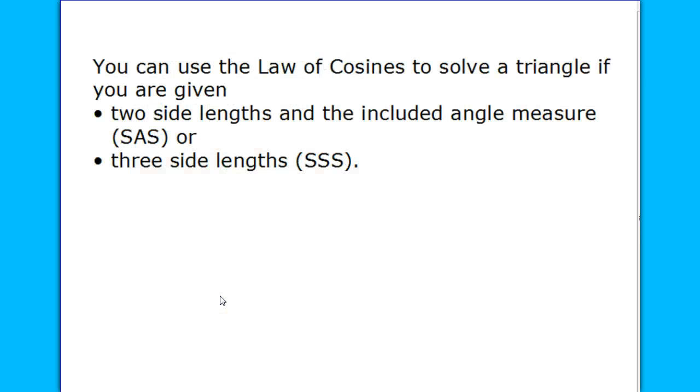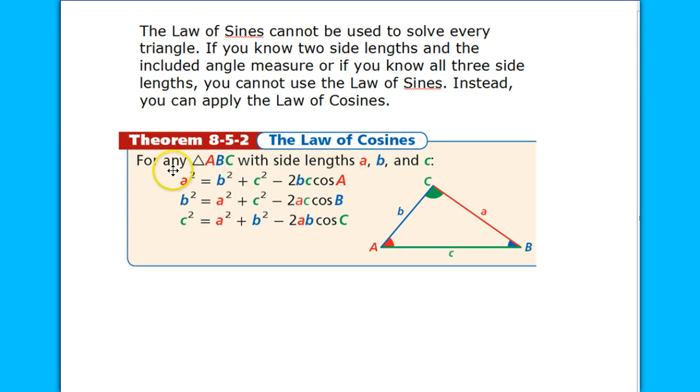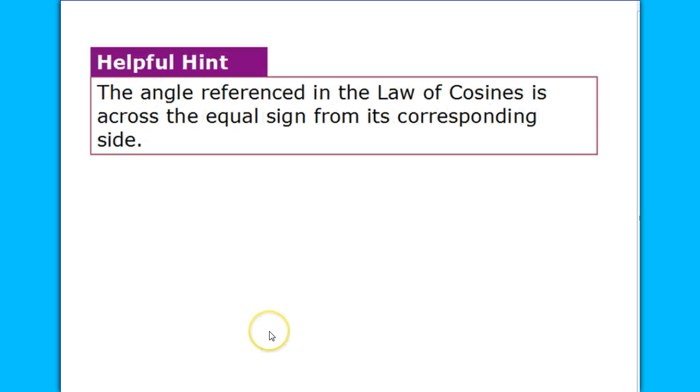You can use the law of cosines to solve a triangle if, again, you are given two side lengths and the included angle measure, SAS, or three side lengths, SSS. And the angle referenced in the law of cosines is across the equal sign from its corresponding side. So in other words, if I'm looking for the unknown side a, then notice that we're using cosine of A. If I'm looking for the unknown side b, then on the left side I've got b squared, and way over here I've got the cosine of B. c squared, so I'm using the cosine of C. Okay, so it's pretty logical. It's not too hard once you start using it to remember this rule.